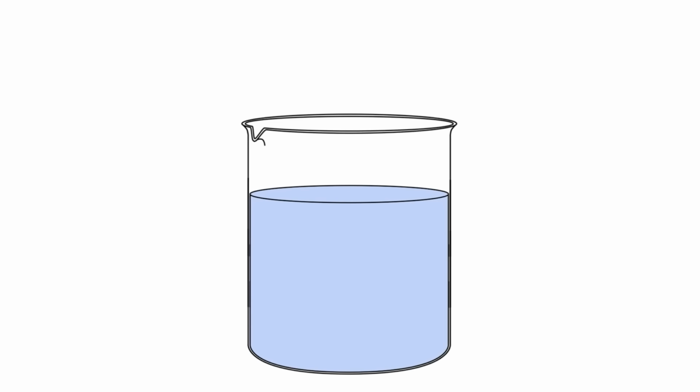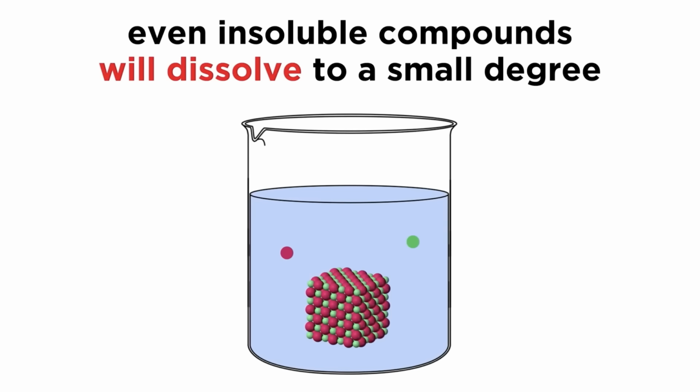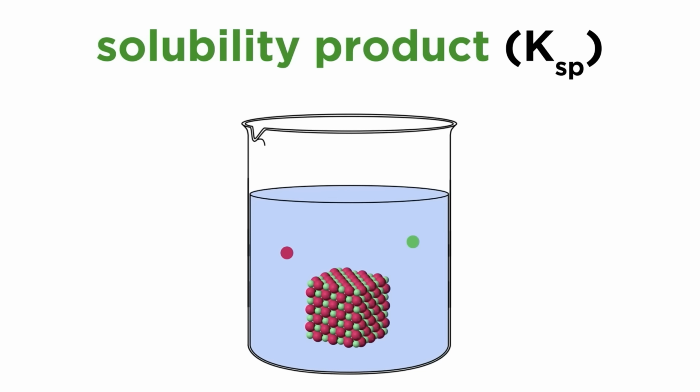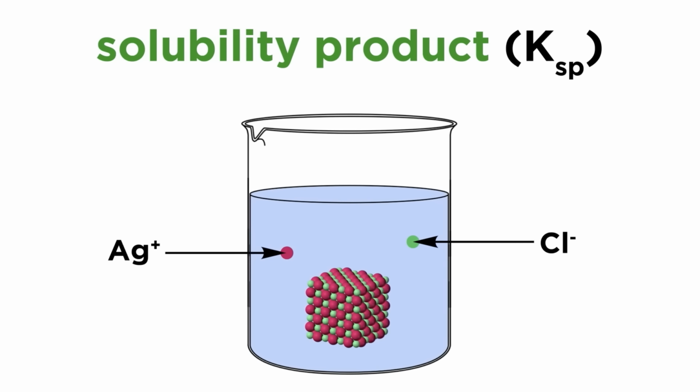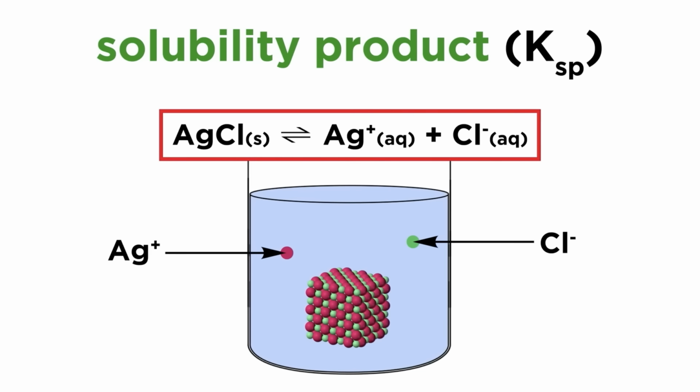It's true that many ionic compounds are completely soluble, but the reality is that even the ones that we call insoluble will dissolve to a minuscule degree. Whatever the degree to which dissolution occurs for a particular substance, we can communicate this using the solubility product, abbreviated as KSP. Let's look at a substance like silver chloride, which we label as water insoluble. As we said, if there is an excess of it in water, it will dissolve to a tiny extent and cause a dynamic equilibrium. Some ions dissolve as other ions rejoin the lattice.